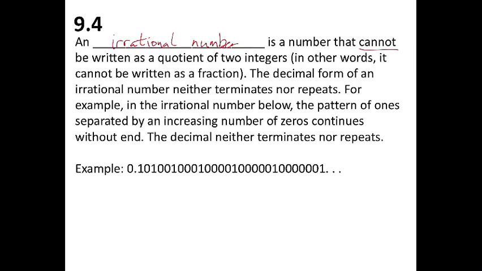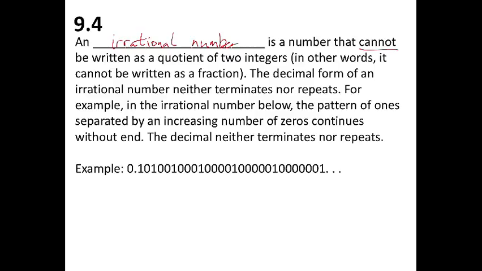Everything we've dealt with so far, up until this unit, has been a rational number, something that could potentially be written as a fraction. So the decimal form of an irrational number neither terminates nor repeats. That means it doesn't end ever, nor does it have the same number repeated over and over, or even the same series of numbers repeated over and over.